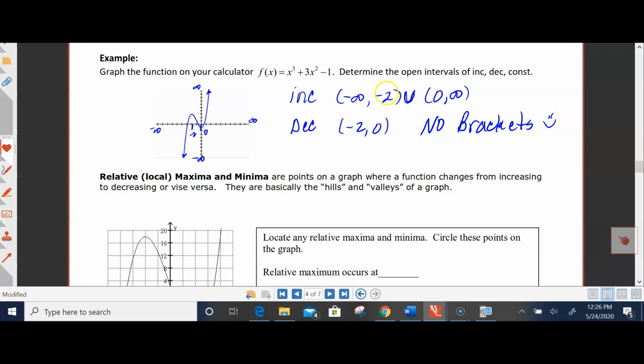And the smallest number always comes first. Okay, so increase, decrease, constant. I might want to know where some maximums and minimums are in my graph.